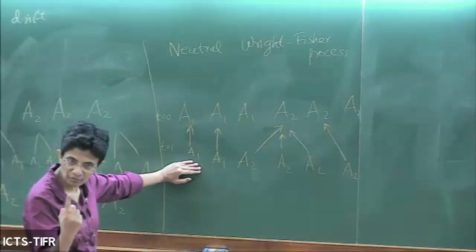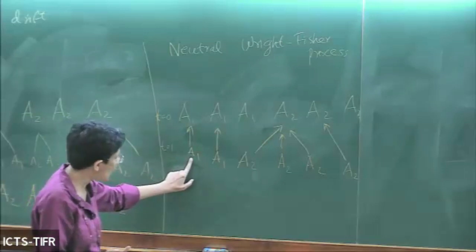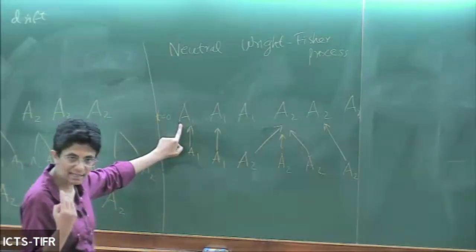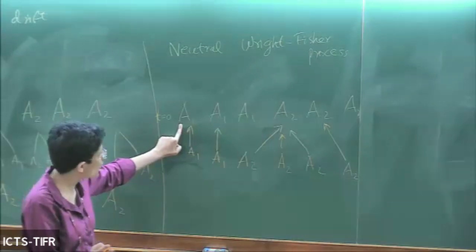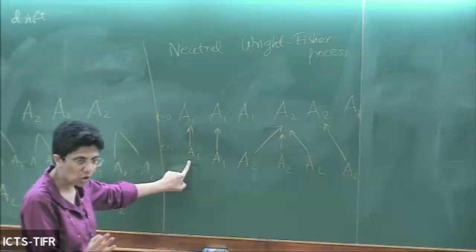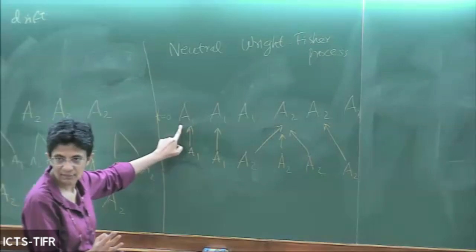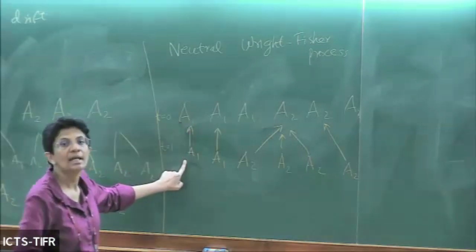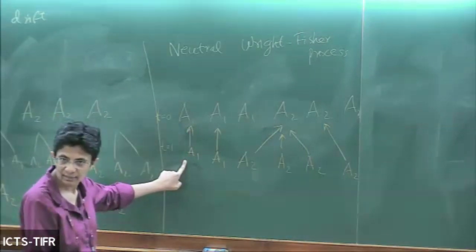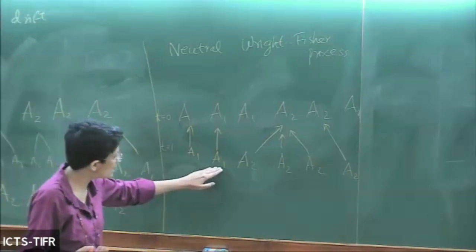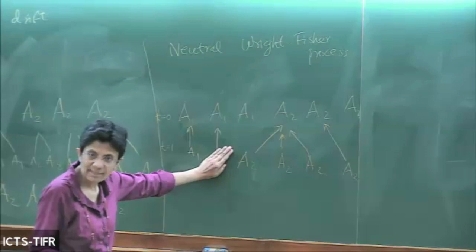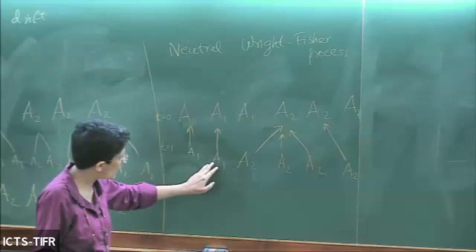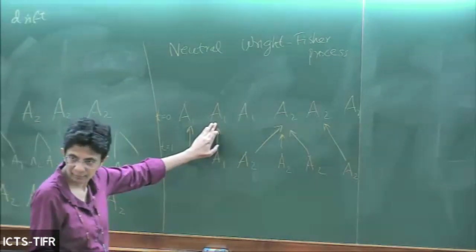Suppose the dice showed me 1. Then I connect this with this. And because there is nothing else going on, there's no mutation, no selection, no nothing, therefore this offspring copies the parent. If this is A1, this becomes A1. Then I threw the dice once again. Now I'm asking, the second offspring, who is your parent? This time maybe I got a 2. So then I connected with the second parent.